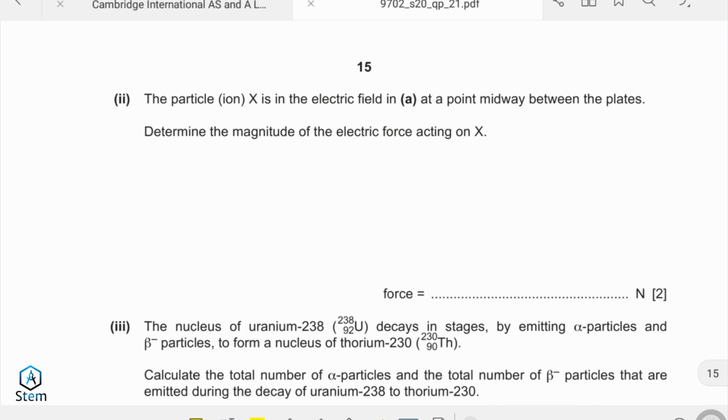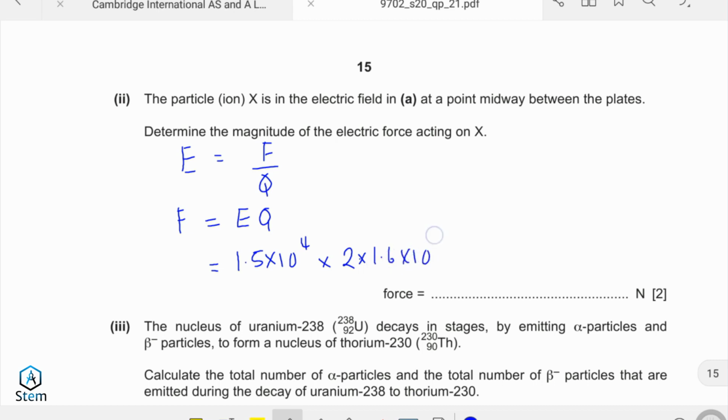The particle X is in the electric field in A at a point midway between the plates. Determine the magnitude of the electric force acting on X. Alright, I think we have E equal to F over Q from the definition of electric field strength. Therefore, our F is equal to E multiplied by Q. Our E is the value that we just calculated, I think it was 1.5 times 10 to the power 4. Then the charge is 2 multiplied by the elementary charge we removed. We have an excess of 2 protons, so 1.6 times 10 to the power minus 19. Punching into our calculators, we get 4.8 times 10 to the power minus 15 as the force which is going to act on particle X.